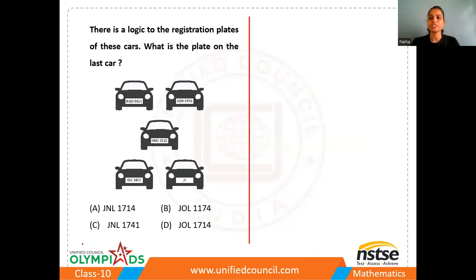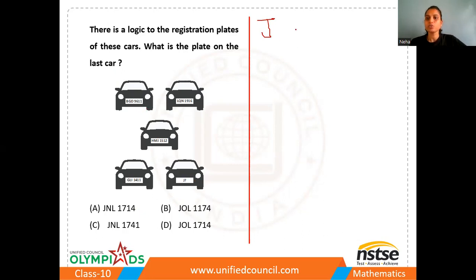Okay, now the next question and the last question for today. The question says that there is a logic in the registration plate of these cars. What is the plate on the last car? So there is a logic and we have to find the logic. We have to check the logic to find which number should be there. One alphabet is given, J is given, right? Now we have to check which one should be the next one.